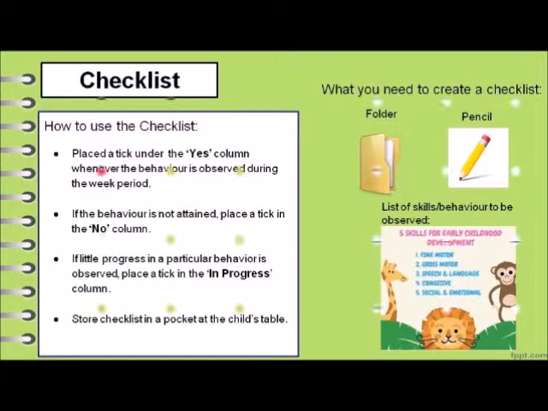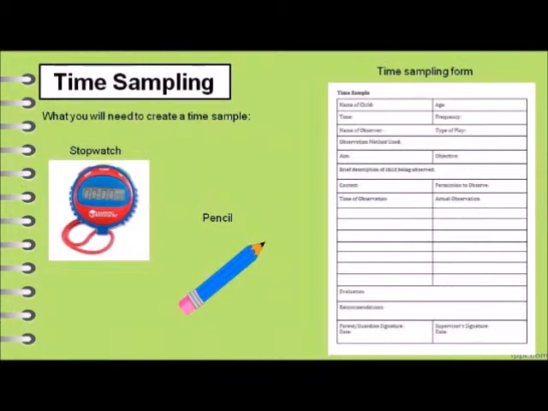After you would have created your checklist, you need a pencil to mark it and a folder to store it. For ease of access, the folder can be stored in a pocket at the child's desk. Time sampling. What do you need to create a time sample? You need a stopwatch to keep you informed of the beginning and end of each interval, and you need a pencil for recording your notes.